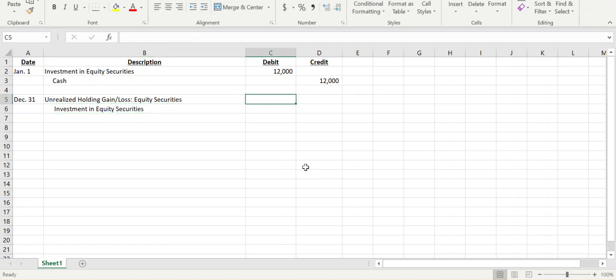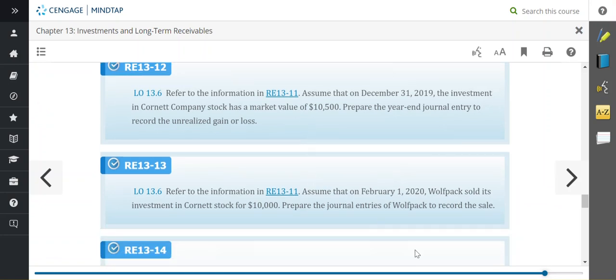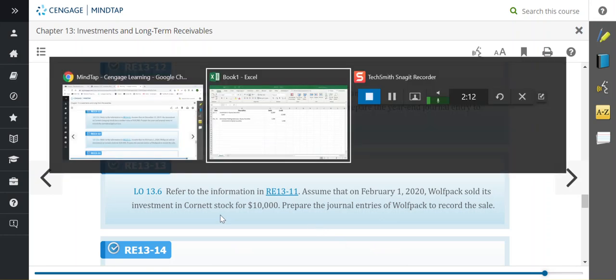We're going to reduce it. We're going to bring it down to its fair value. So $12,000 is what we recorded initially. Its fair value as of our balance sheet date is $10,500. So we're going to reduce our investment account by $1,500, and we're going to record that unrealized loss, in this case, of $1,500. And then it says assume that on February 1st, they sold the investments for $10,000.